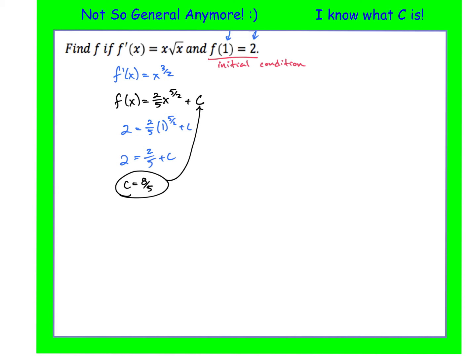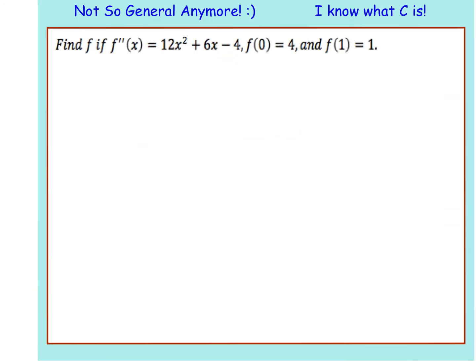So now, what is f of x? 2/5 x to the 5/2 plus 8/5. So now I know my particular solution. I know my vertical shift of my actual function. Pretty nifty? All right, but I have to be given an initial condition in order for that to happen. All right, do it again.